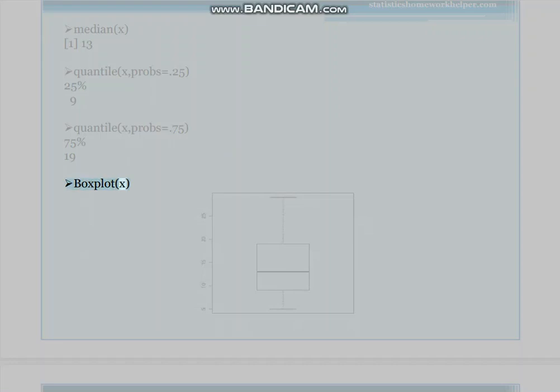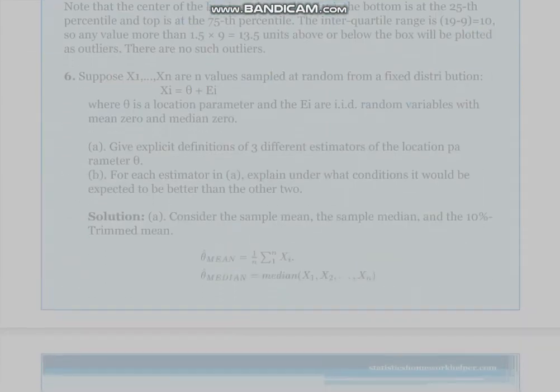Boxplot(x). Note that the center of the box is at the median, 13. The bottom is at the 25th percentile and the top is at the 75th percentile. The interquartile range is 19 minus 9 equals 10, so any value more than 1.5 times 10, equal to 15 units, above or below the box will be plotted as an outlier. There are no such outliers.